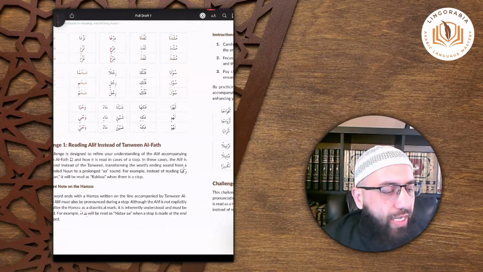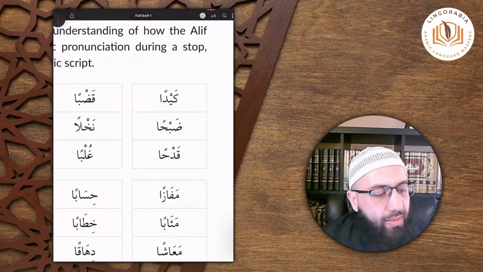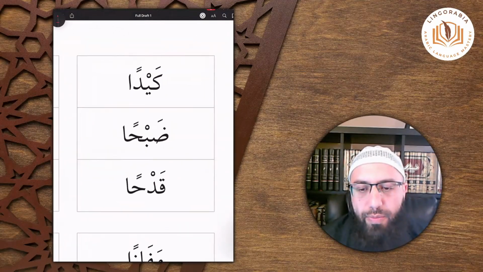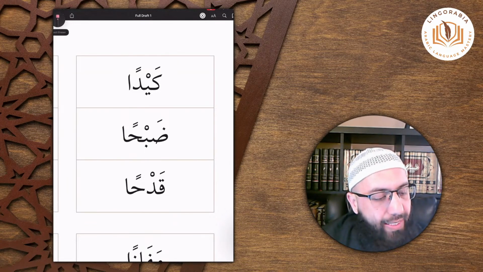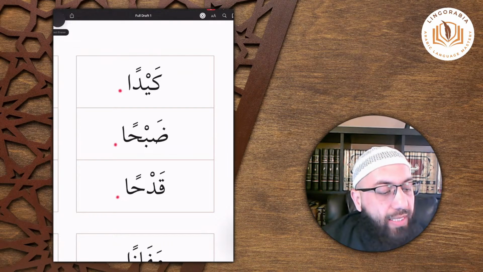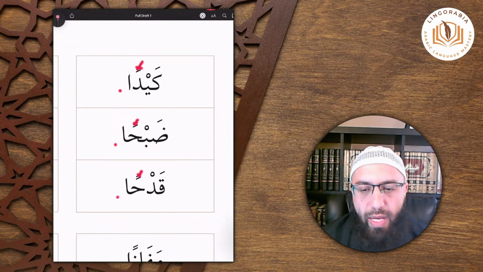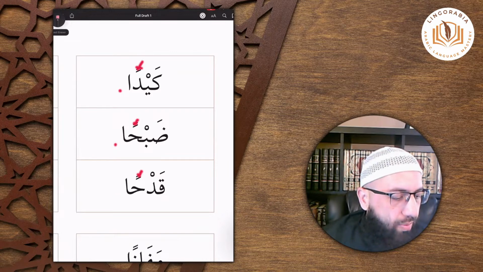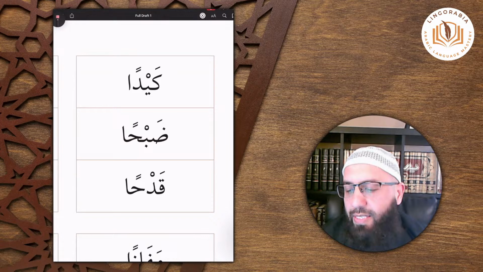Now the challenge of this lesson is to read these words, but read them as if they are the last word of the sentence. So in this exercise, instead of reading the tanween, we drop the tanween and we read the alif. And these are also words of the Quran Al-Karim. So let's get started, guys.